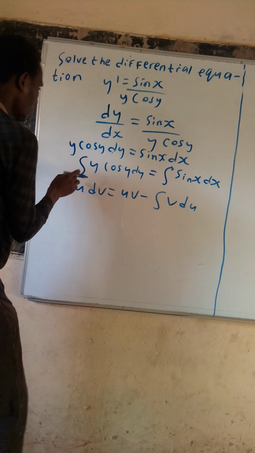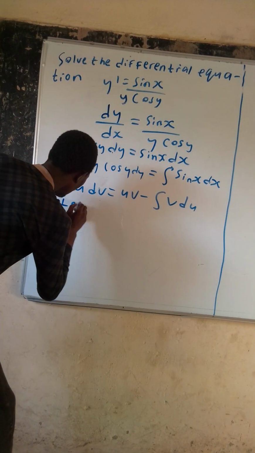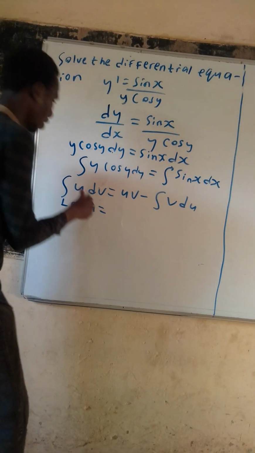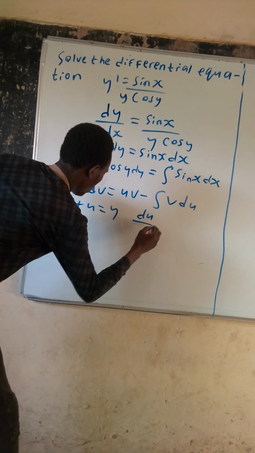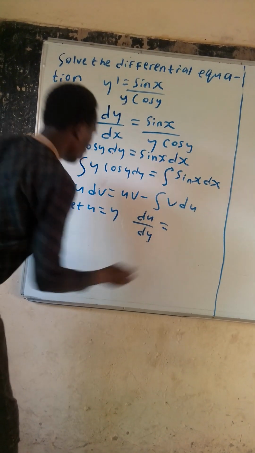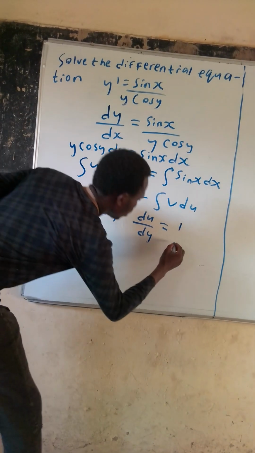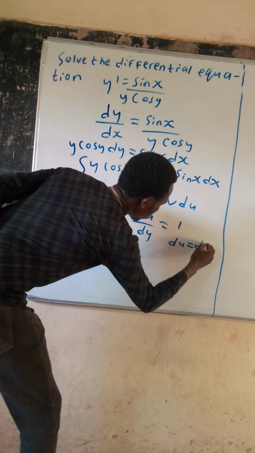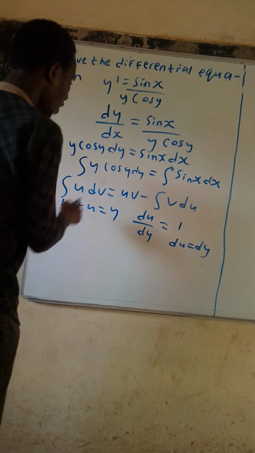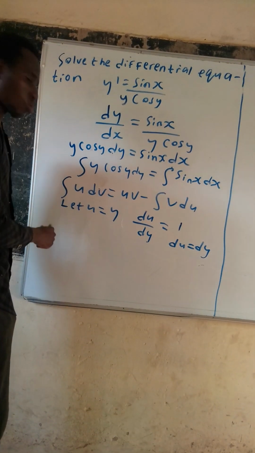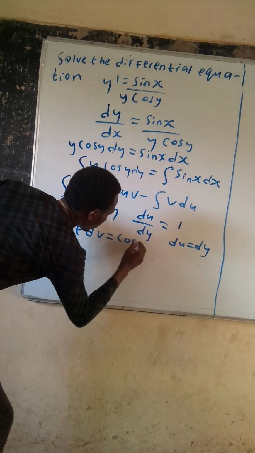So now, having known that, let u equal y. You're going to agree with me that the derivative of u with respect to y, du/dy, equals 1. So that means du equals dy when you cross multiply. So now let dv equal cos y. Let dv equals cos y.